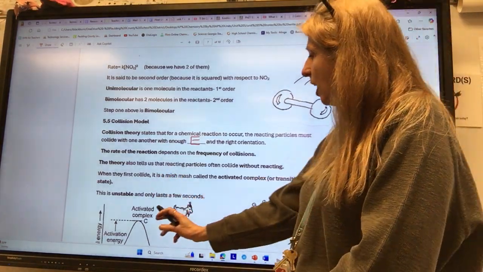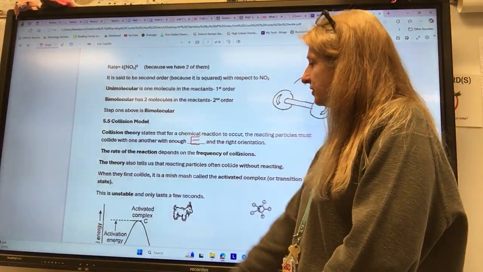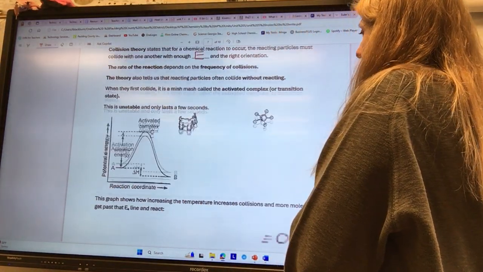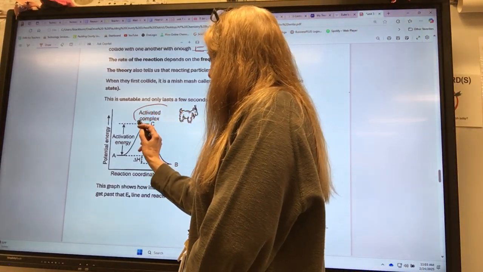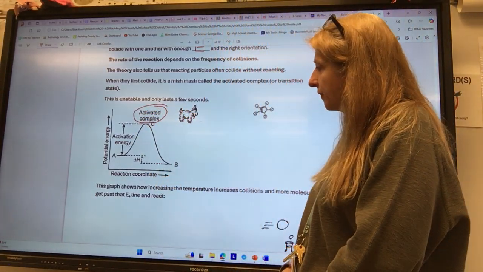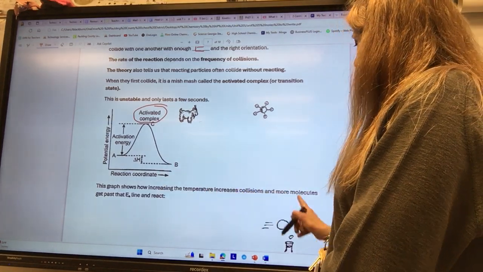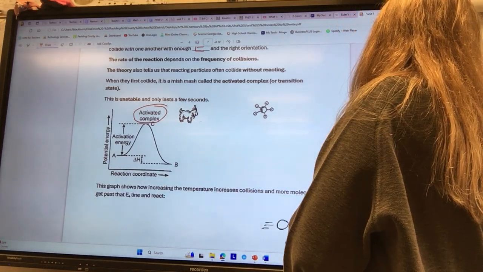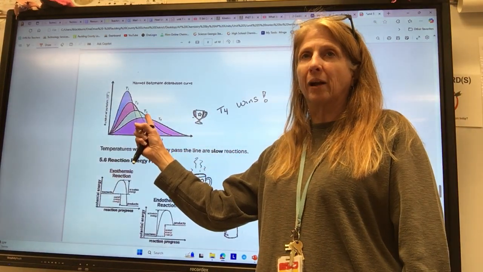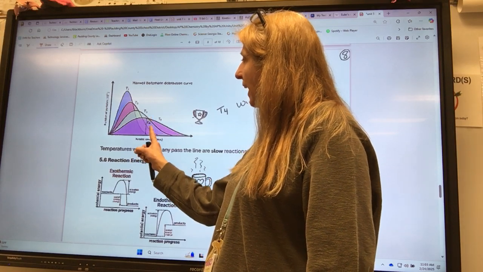And that's the top of the hill. That's the activated complex. It's also called the transition state. It's unstable and only lasts a few seconds. So that's the activated complex. Bonds are broken, bonds are formed, and then it goes on to the products. Okay? This graph shows how increasing the temperature increases the collisions and more get past the energy of activation. So this is the graph it's talking about. This is where it gets to actually react.